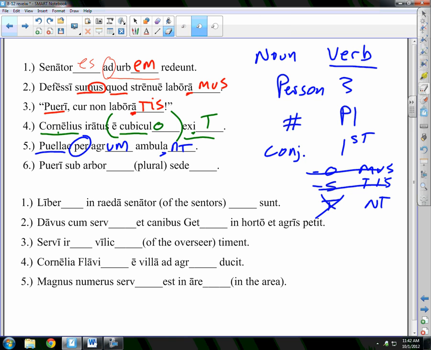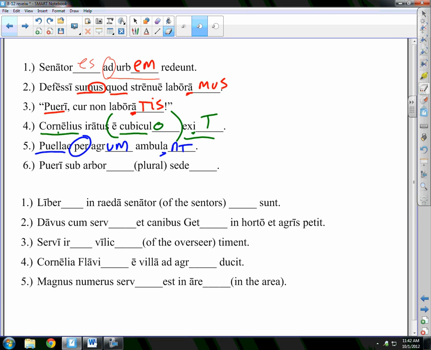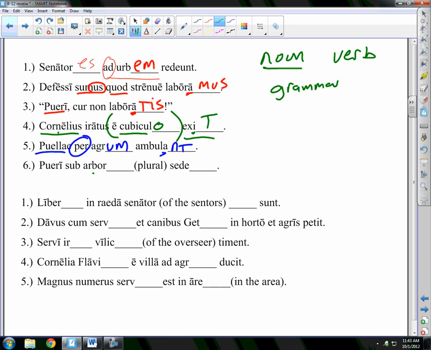Looking at number 6 now. First thing I do is I ask myself, is it a noun? Is it a verb? We established that arbor is a noun. What do I do with nouns? First thing I do is ask myself, what's the grammar being used? Okay, it looks like that it's part of a prepositional phrase. So the grammar, the case, is going to be, as a prepositional phrase, either ablative or accusative.